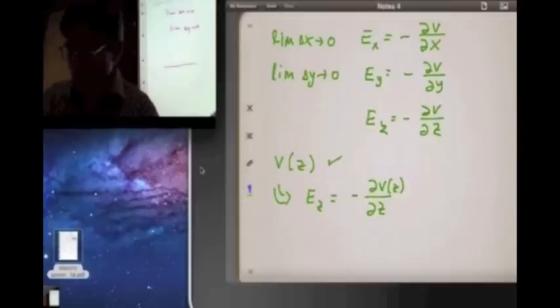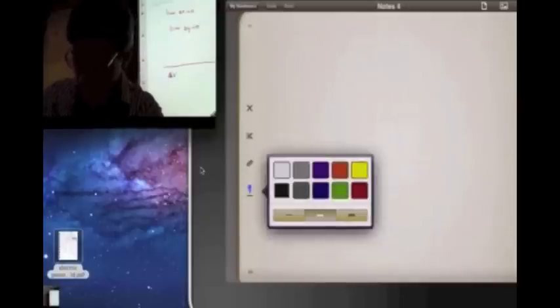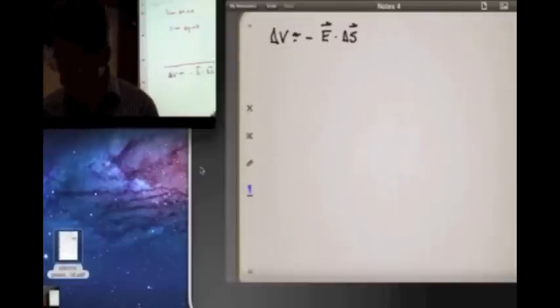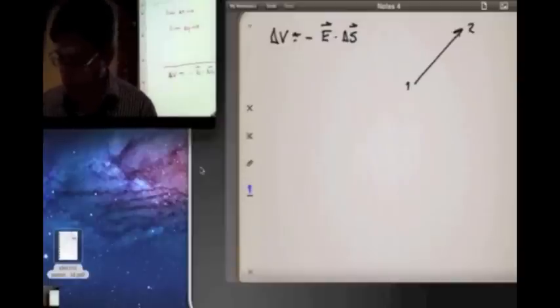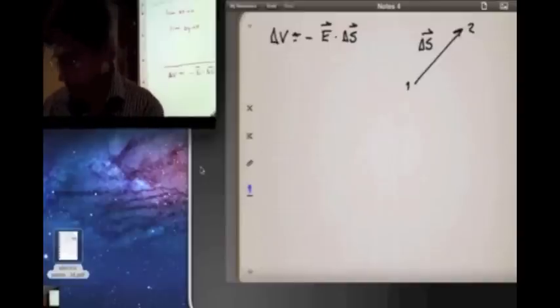Now it's important to be able to use this result in a more general case, which is the case of a direction S in space. So remember that the expression delta V is approximately equal to minus E dot delta S, right? So if you have a vector delta S, say this is point 1 and point 2, your electric field makes some angle with that vector, whatever angle that is. This is your electric field E.